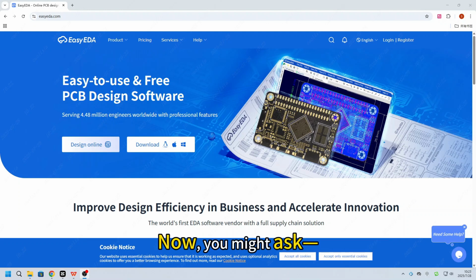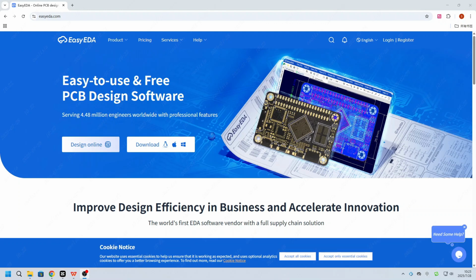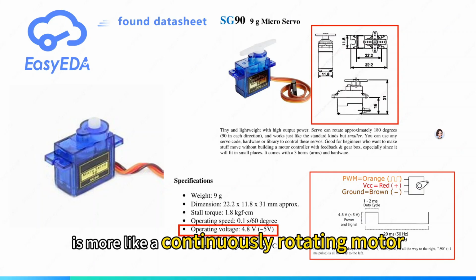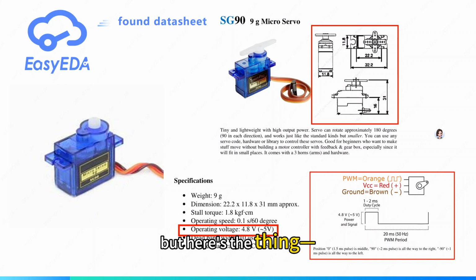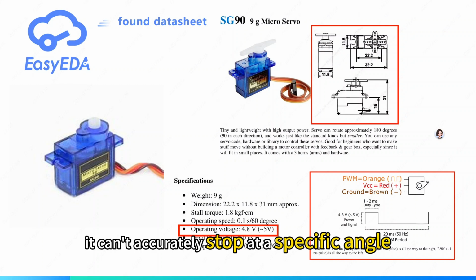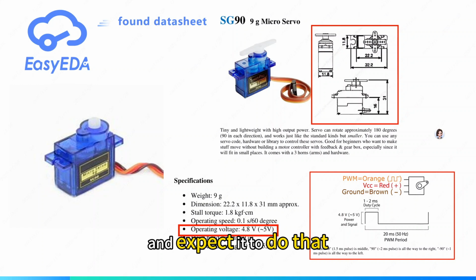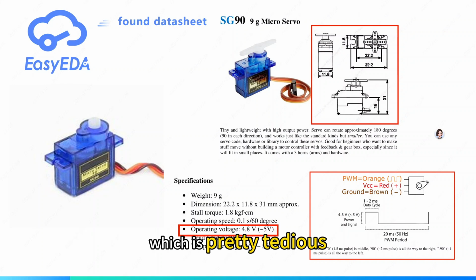Now, you might ask, why do we recommend 180-degree servos? Let's compare them and you will see. The 360-degree servo, to be honest, is more like a continuously rotating motor. Sure, it can spin all the way around without stopping, but here's the thing. It can't accurately stop at a specific angle. You can't just say rotate to 90 degrees and expect it to do that. If you want precise control, you'll need a calibration setup and manually fine-tune it, which is pretty tedious.